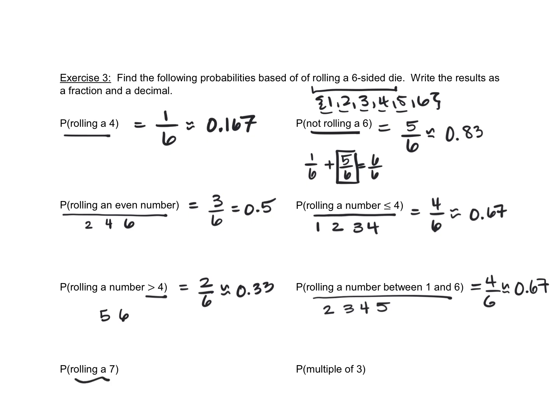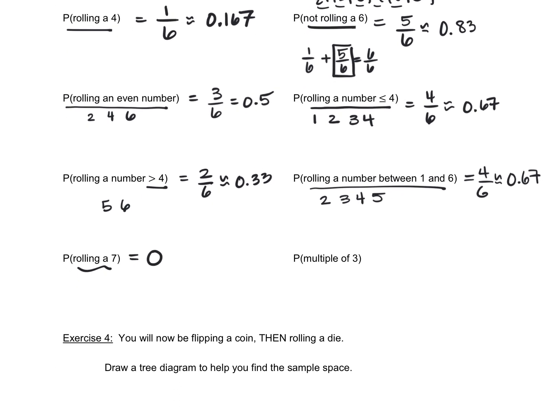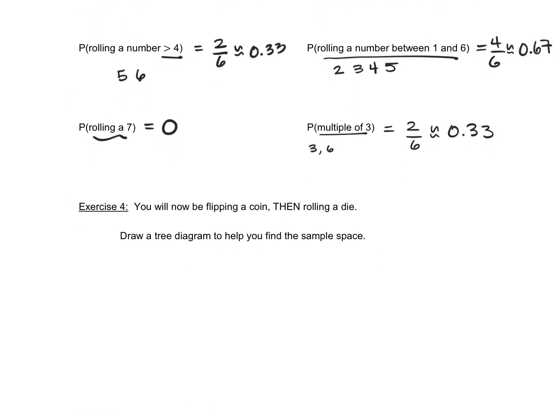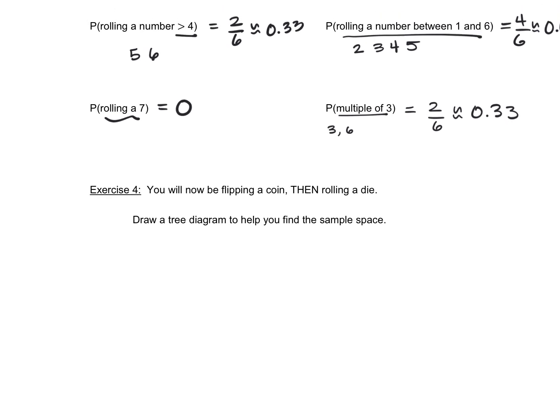Now rolling a 7. 7 is not even in our sample space, so we would say that that's an impossible event, so the probability of that happening is 0. For the probability of a multiple of 3, the multiples of 3 would be 3, 6, 9, but 9 is not on the die, we stop at the 6, so that will happen 2 out of 6 times, which is about 0.33.